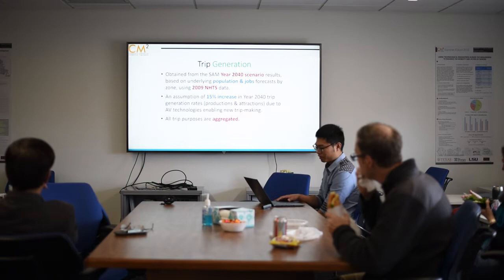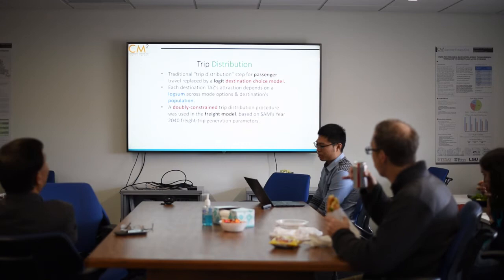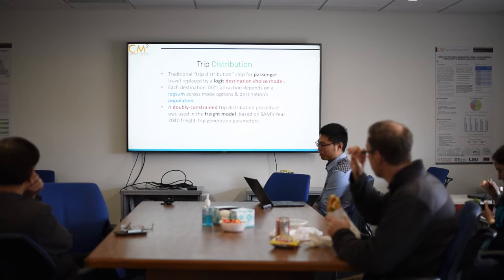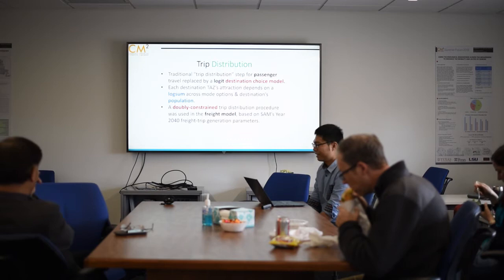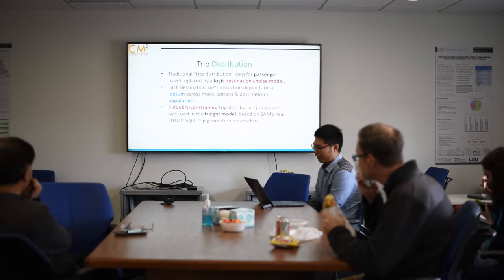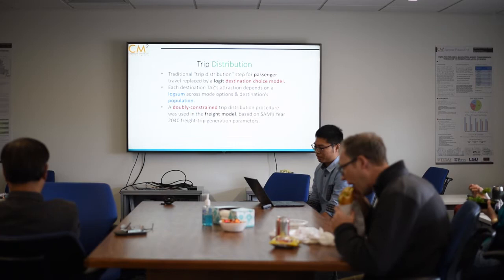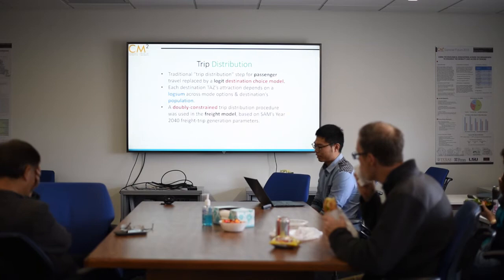For trip distribution, we replaced the traditional procedure with a destination choice model. In this case, we want to see how the destination shifts after autonomous vehicles are introduced, and the attraction of each destination depends on the log sum of the mode choice and the population at the destination. The four-step demand model is the same for both passenger and freight. For freight, we still use the doubly constrained trip distribution procedure, applying the same parameters from the statewide analysis model.